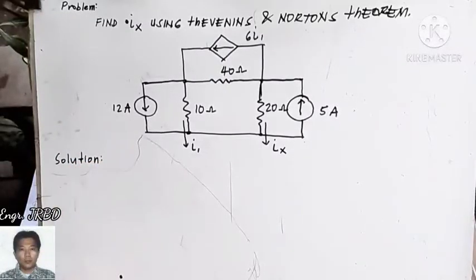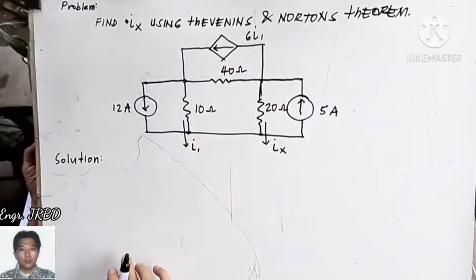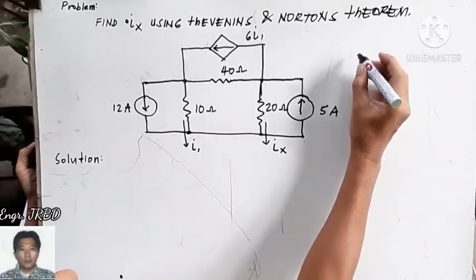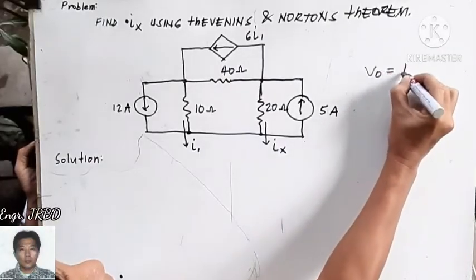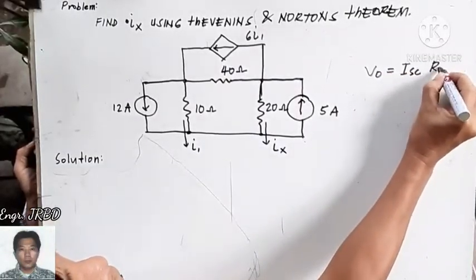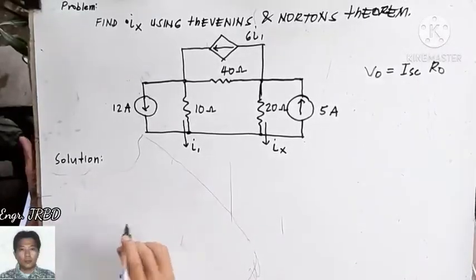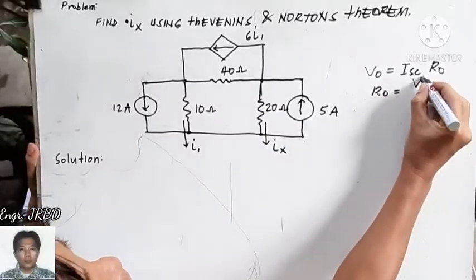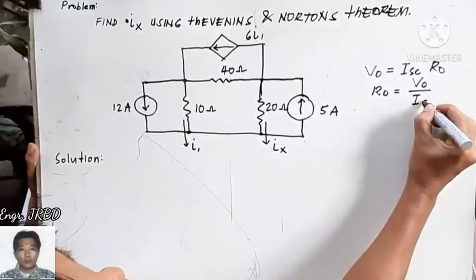Okay? So our next problem is to obtain the value of Ix using Thevenin's and Norton's theorems. As you can see, this time we have a circuit that contains a dependent current source, which is current controlled. This is now the use of the relationship between open circuit voltage and the short circuit current, the one that I wrote in the previous video, no? That V sub O is I short circuit times R sub O. Because this will be the relationship that you will be using to obtain the looking back resistance, V sub O all over the short circuit current.